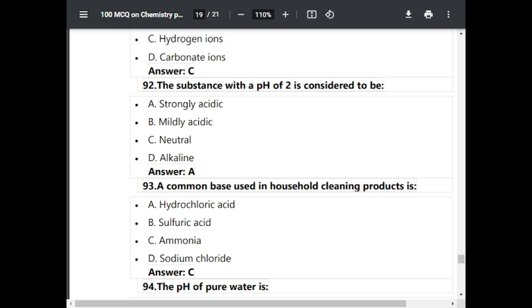Question number 93. A common base used in household cleaning product is: option A hydrochloric acid, option B sulfuric acid, option C ammonia, option D sodium chloride. The correct answer is C ammonia. Ammonia is a common base used in household cleaning product.